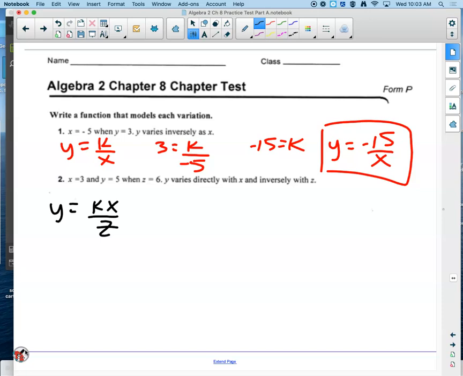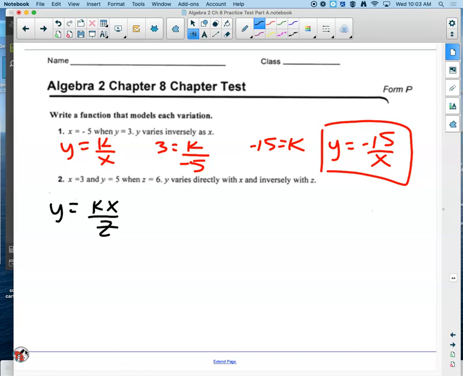So Matthew's going to put xk. But y varies means we have to have that k in there. Directly is multiply. Remember, inversely is the only one where we divide. Now what should I do, or am I done?